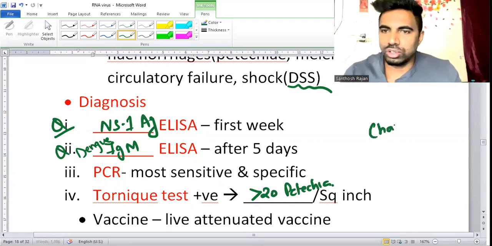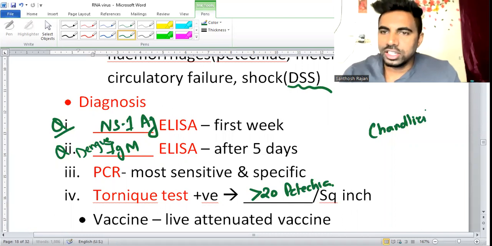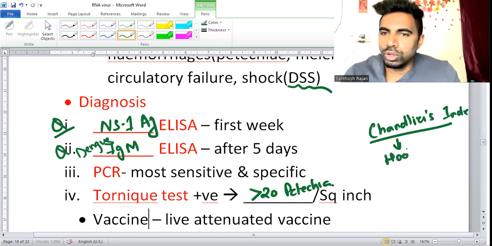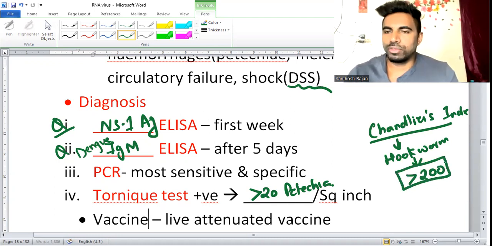We have Chandler's index. Do you remember Chandler's index? For which parasite? That is for hookworm. There, we are counting the eggs. The eggs should be more than how much to say it is endemic in that area? More than 200 eggs per ml of stool. Okay, so 200 here, more than 20 there.